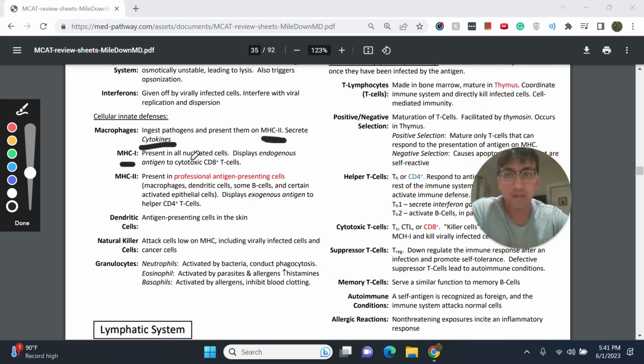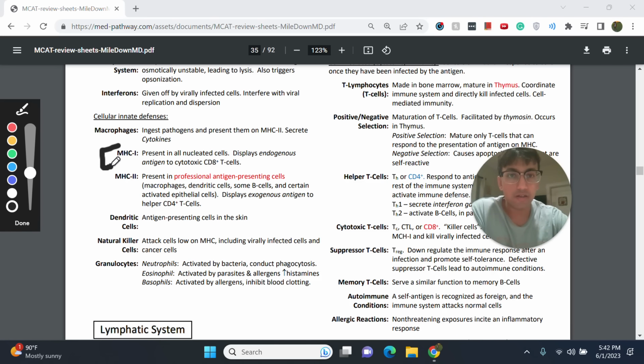MHC1 is present in all nucleated cells. They display endogenous antigens to the cytotoxic T cells. This is a very important concept, and it's essentially true that every single cell in your human body that has a nucleus, so not red blood cells, has MHC1, right? MHC1 is like a receptor, and it displays the endogenous antigen, so the antigen from inside your own body, to the cytotoxic CD8 T cells. And these T cells will then kill off the cells that display an antigen that's not endogenous, right?